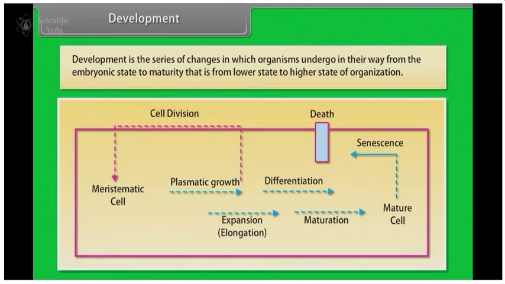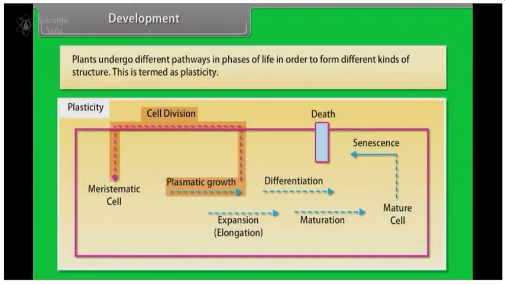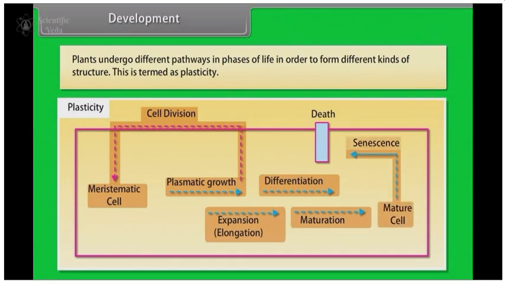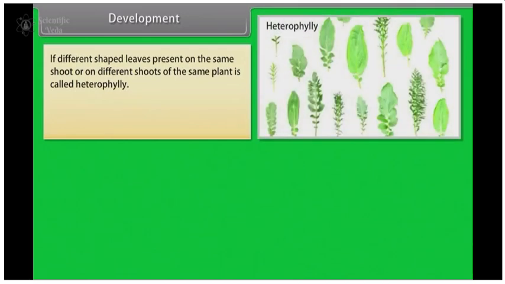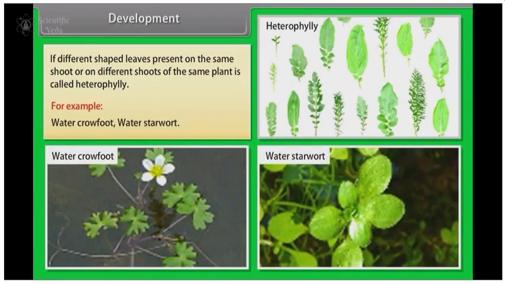Development. Development is the series of changes which organisms undergo in their way from the embryonic state to maturity, that is, from a lower state to a higher state of organization. Plants undergo different pathways in phases of life in order to form different kinds of structure. This is termed plasticity. If different shaped leaves are present on the same shoot or on different shoots of the same plant, it is called heterophylly. For example, water crowfoot, water starwort.